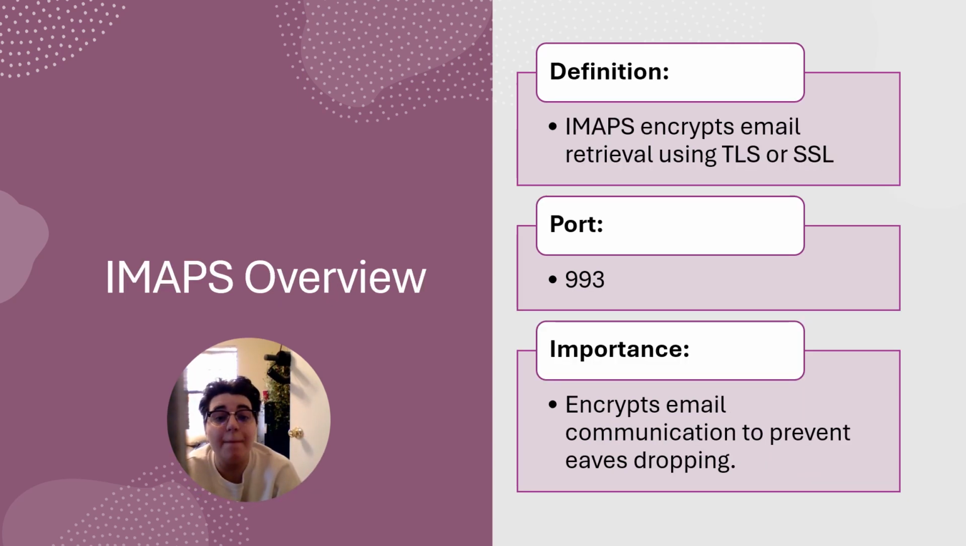IMAPS stands for Internet Message Access Protocol Secure. It allows clients to securely retrieve emails from a server by encrypting the communication with TLS or SSL. IMAPS uses port 993, and encryption ensures that email messages aren't intercepted or tampered with during transmission. However, enabling IMAPS isn't enough. You need to harden the service to protect against attacks. But before we get to that, let's go over the basic configuration steps.